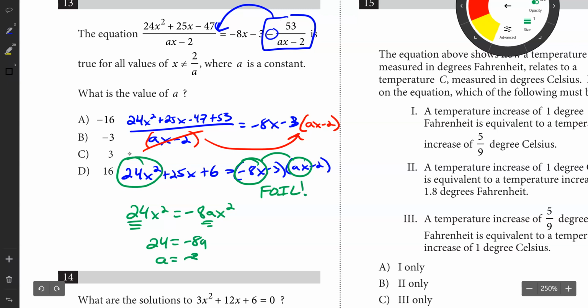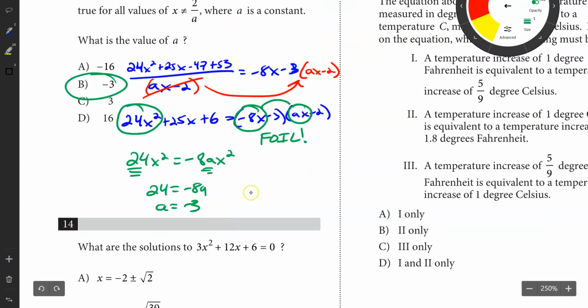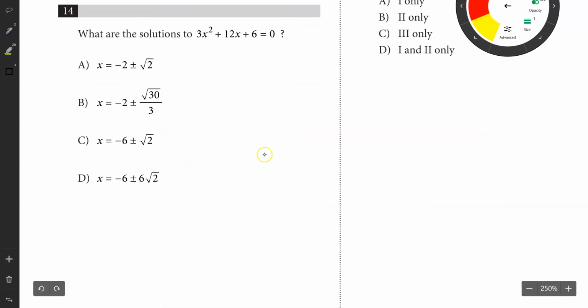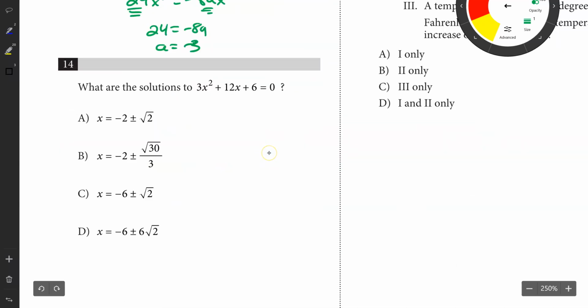So a equals negative 3. And that would be our solution, letter B. Okay? So in that case, try to be a little savvy with knowing how that multiplication is going to work out on the right without going through all the multiplication, because that could bog you down and take a bunch of time.